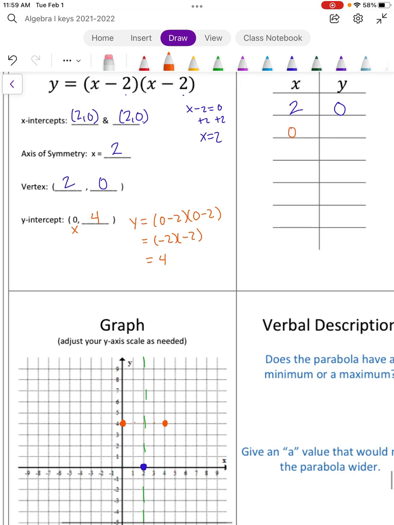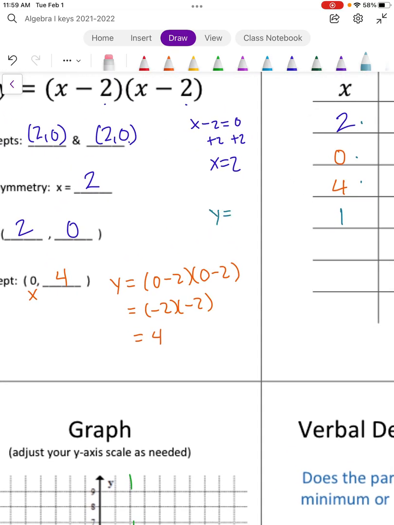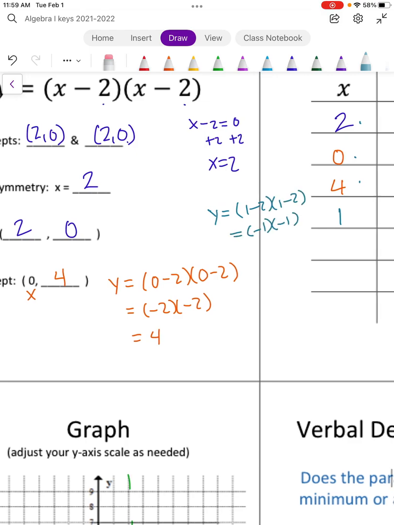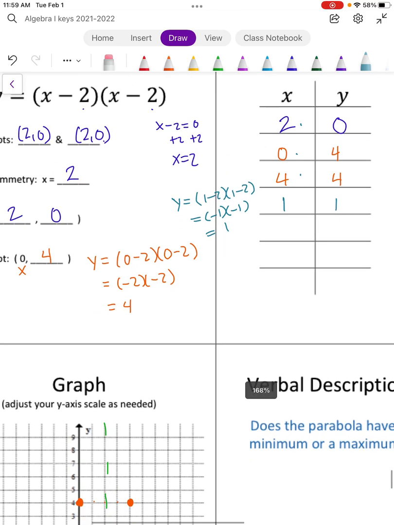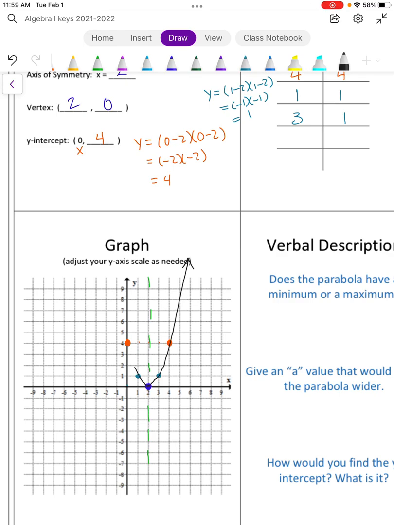So right now we've got 3 points, but we want at least 5. So I'm going to pick an x value, any x value. We've already used 2, 0, and 4, so I'm going to pick 1. 1's pretty close to those numbers, so I'm going to substitute 1 in for x. Well, 1 minus 2 is negative 1, and negative 1 times negative 1 is a positive 1. So again, I know it's kind of tough when you have to slide back and forth here, but we're going to graph the point (1, 1), and then we can mirror that to find our 5th point, (3, 1). And then, of course, we need to connect our points to draw our parabola.